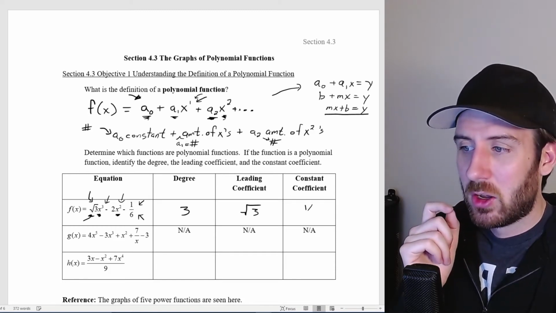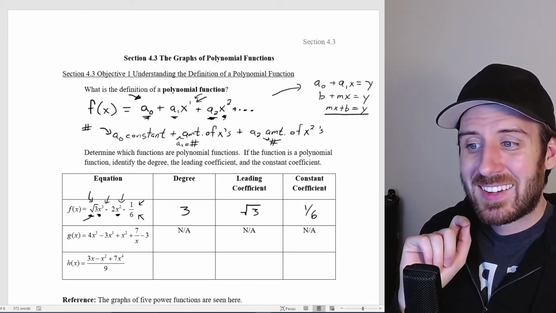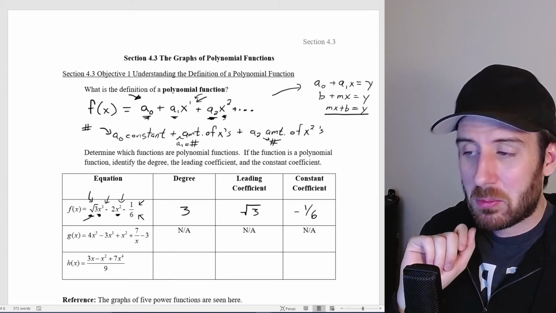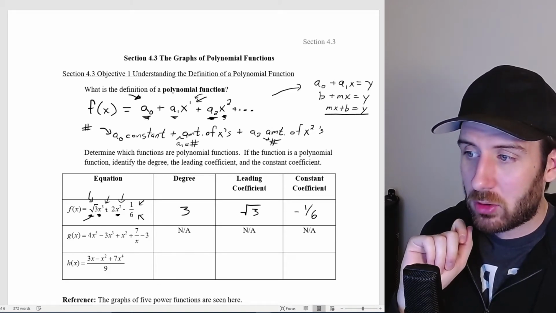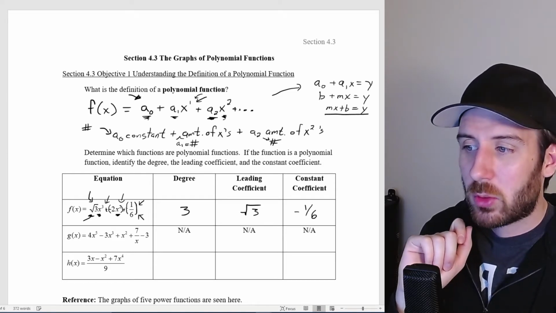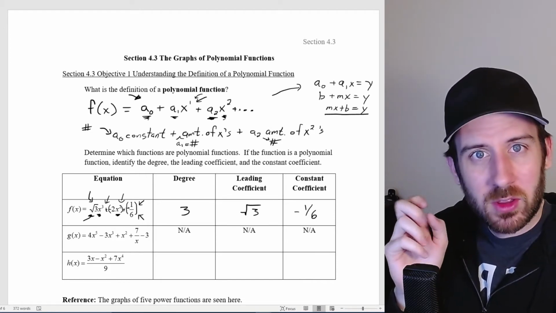That's probably going to be our constant, is just this 1/6, but actually it's a -1/6, right? Because instead of minus 2x squared, it's like we have a plus of a negative 2x squared, and instead of a minus 1/6, it's like plus a -1/6.